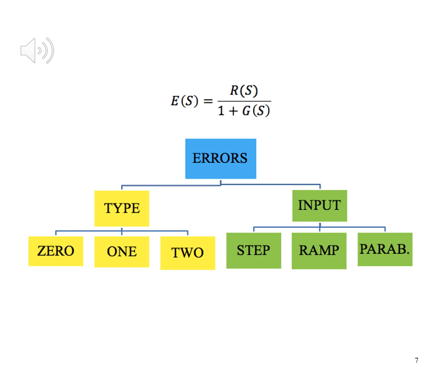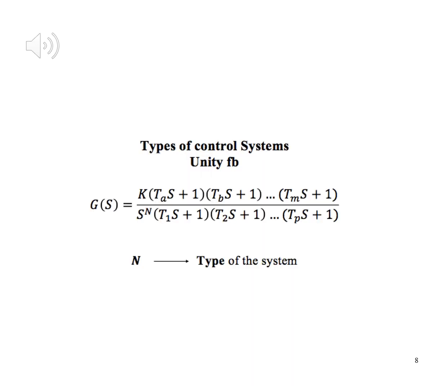Let's go to slide number 8. We shall explain here the type of a system. Let's say we have a unity feedback system and we have G of S. What is G of S? G of S is a function in the S domain. In general, it is numerator over denominator, so it's a polynomial over polynomial in the S domain.